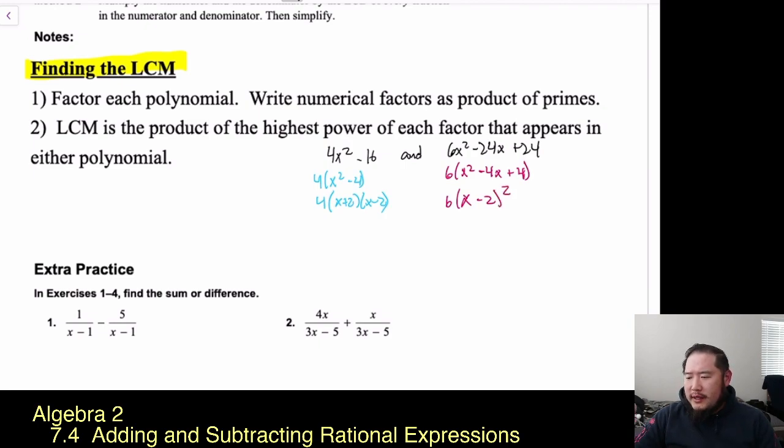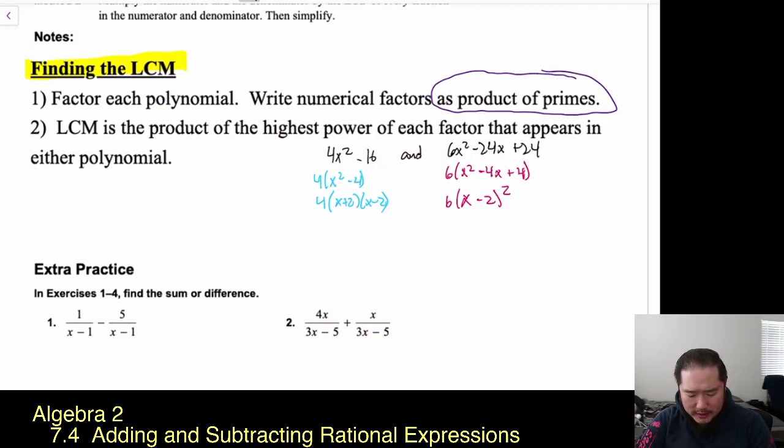Now, one of the key things here is we've got to make sure we write the numerical factors as a product of primes. If I take a look right here at what's in blue, that 4, I could rewrite it even further. And what could I change that to? Product of primes. Hey, that's 2 squared right there. There's nothing more that I could really do on that, so we'll go ahead and leave that as is. And with that 6, the product of primes would be 2 and 3. So now I take a look at the 2 polynomials.